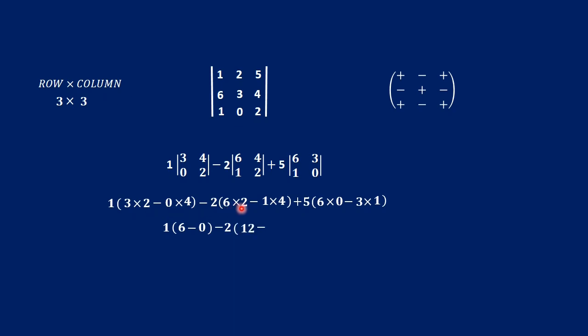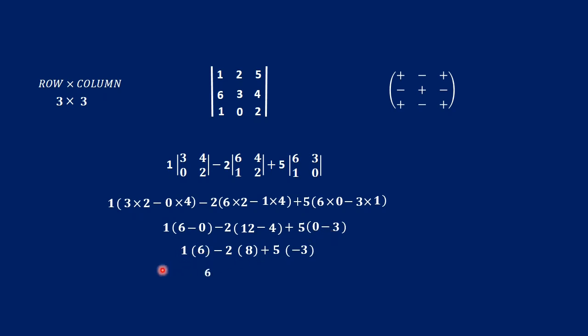6 times 2 is 12. 1 times 4 is 4. 6 times 0 is 0. 3 times 1 is 3. 6 minus 0 is 6. And then 12 minus 4 is 8. 0 minus 3 is negative 3.